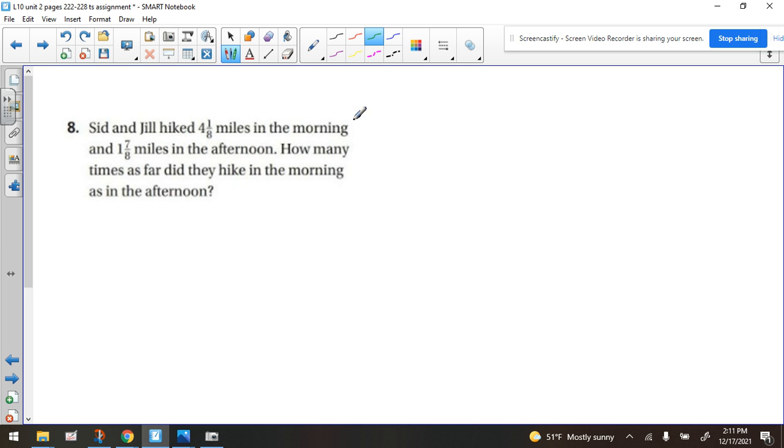So what we have to think about is maybe if we write an equation, we might be able to make sense out of this. So first of all, which are we saying is going farther, right? How many times as far did they hike in the morning as they did in the afternoon? So there's what they did in the afternoon, and then we're timesing it by some number, and that's supposed to give us the morning, right?